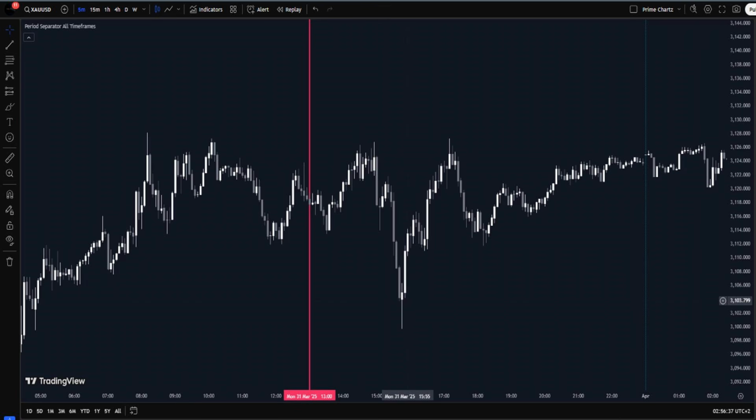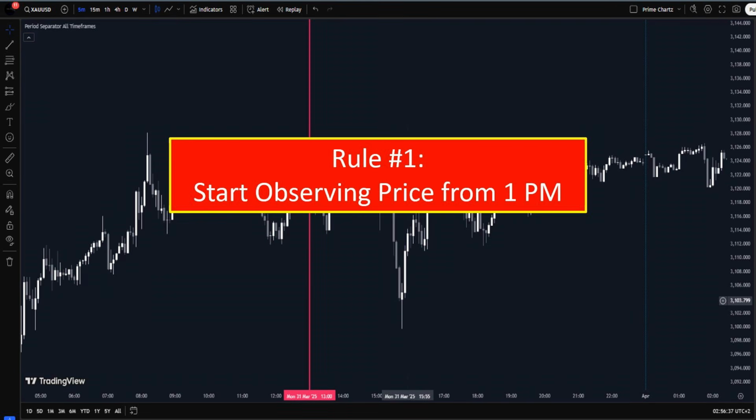Let's break them down. Rule number 1. Start observing price from 1 p.m. Once your chart is set and your vertical line is drawn at 1 p.m., that's your observation window. From this point forward, we begin watching how price behaves. We don't force anything, we observe. We let the market show us its hand.